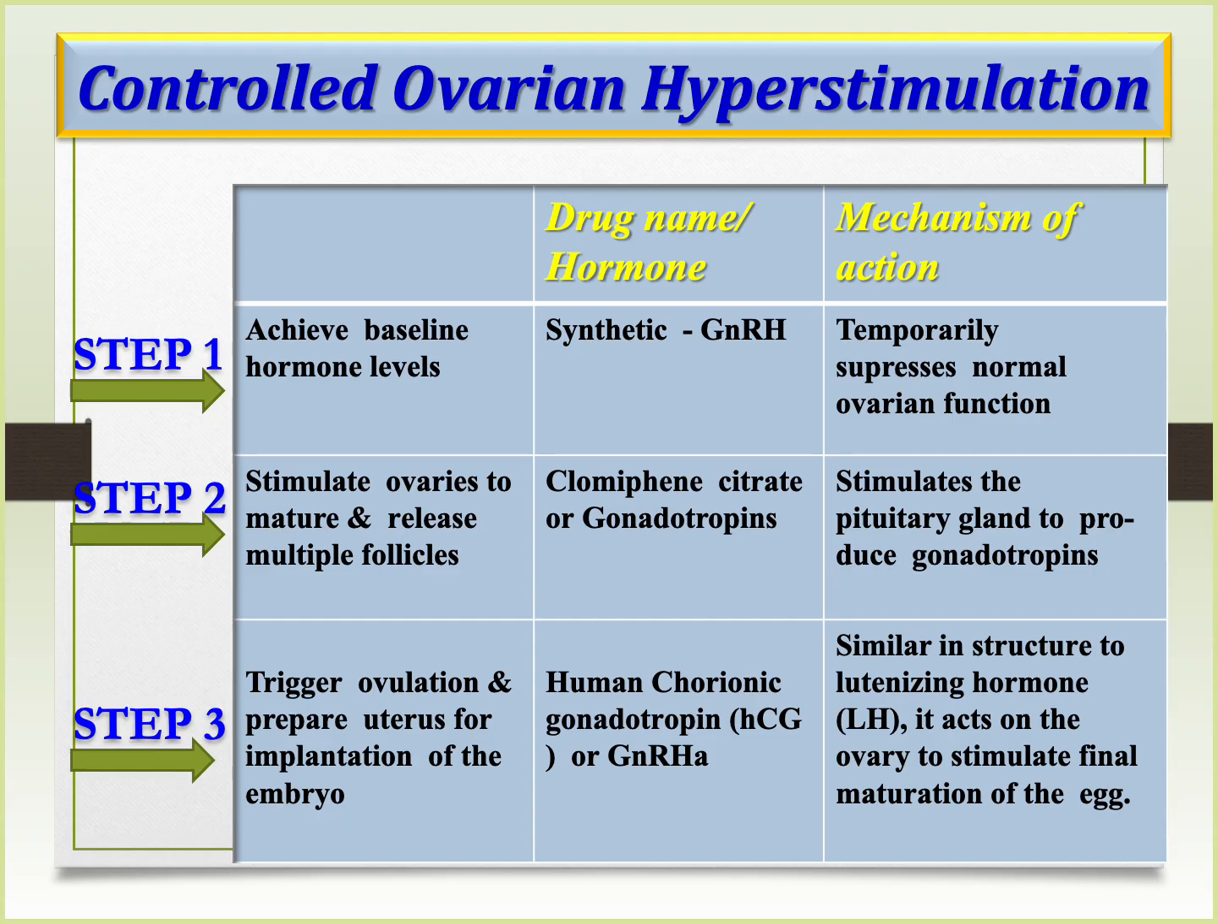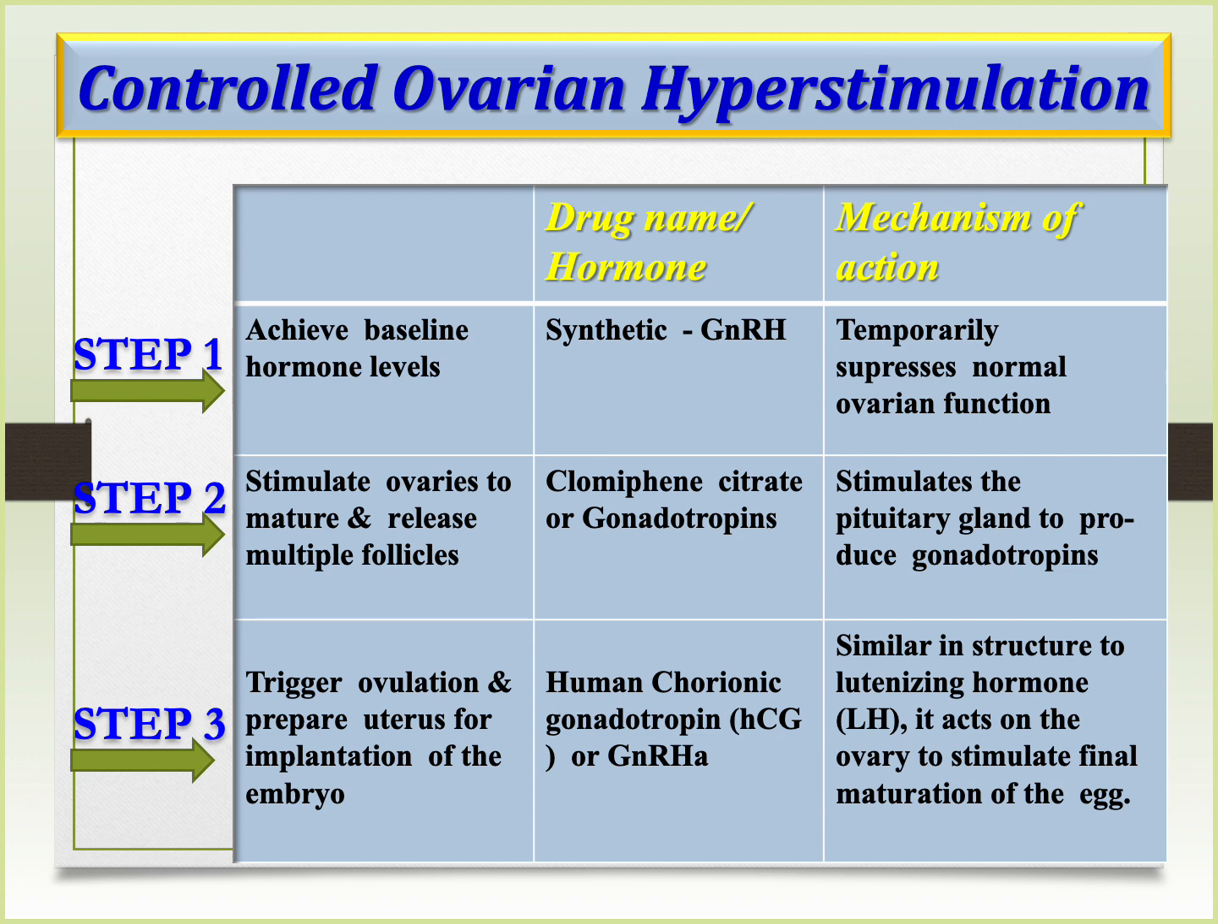Then what are the controlled ovarian hyperstimulation steps? The first step is that the hormones should be at the baseline. The second is to stimulate the ovaries so that multiple follicles form. And the third step is, when the follicles become mature, the ovulation trigger is given so that the uterus is also prepared for implantation if the hormone levels remain normal. So these are the three steps of controlled ovarian hyperstimulation. We will discuss all the protocols one by one.